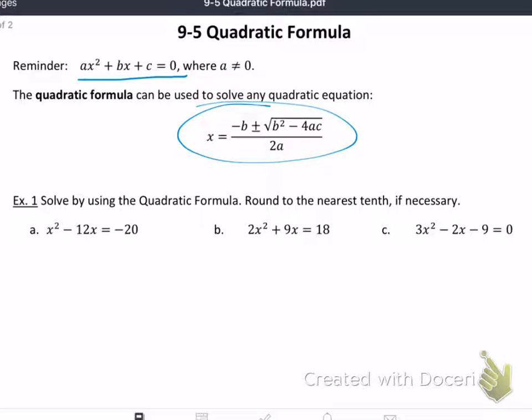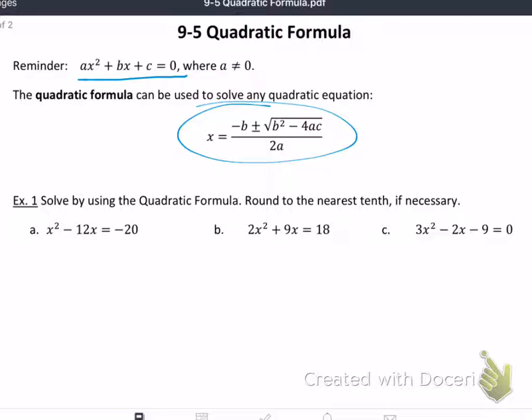And this formula is negative b, or the opposite of b, plus or minus the square root of b squared minus 4 times a times c, all over 2 times a. Yes, you will have to remember that, okay? But there's actually a very easy way to remember that. Once you get to class, I'll show you how to remember that.